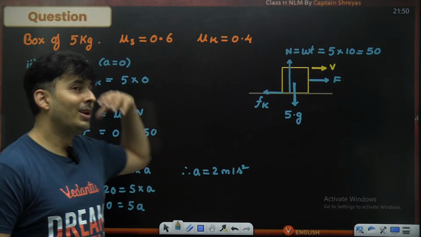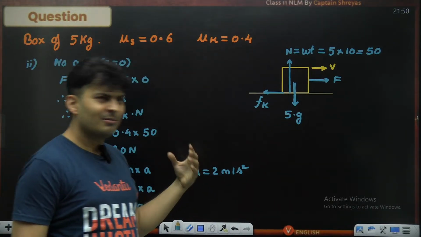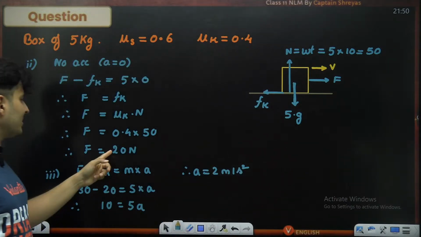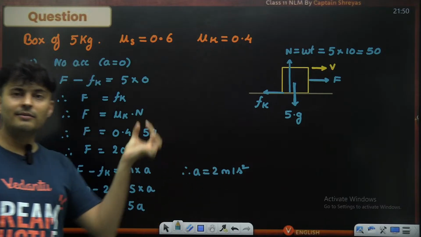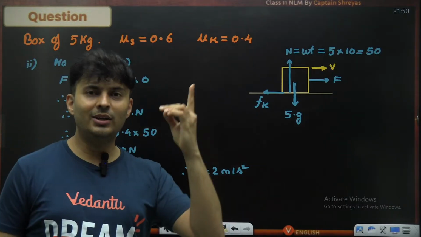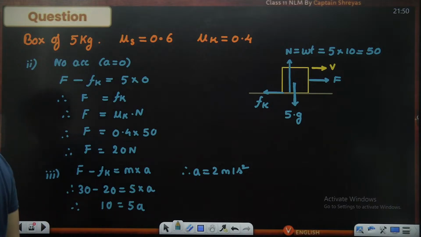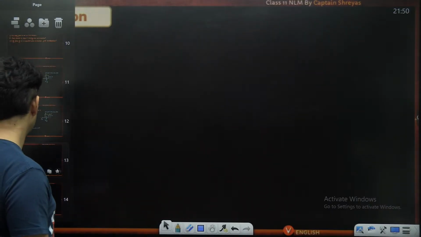So if you apply the same force as the maximum static friction, remember, it will be more than what is needed to keep it moving. You just need 20 Newton, but you are giving 30 Newton. So the difference will accelerate it by 2 meters per second square. Excellent. Not meters per second, meters per second square. Correct. Perfect. Let's go to the next question on your screen.